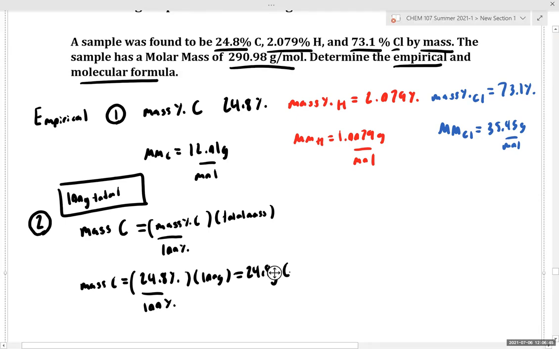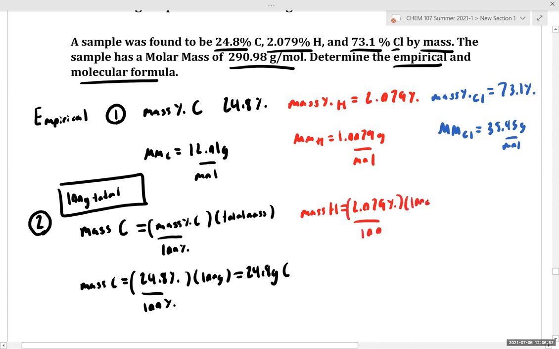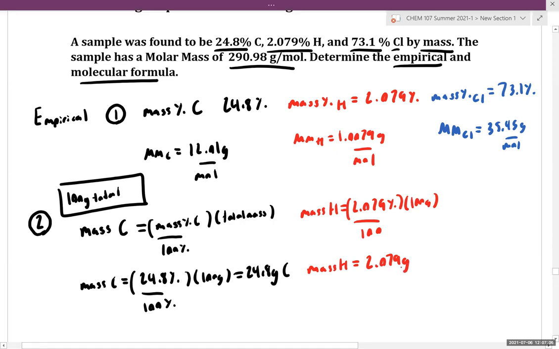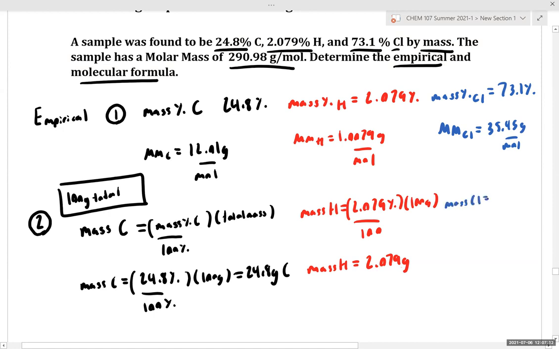We can repeat this calculation for the mass of hydrogen, where we take its mass percentage, which is 2.079% over 100 times 100 grams. That in turn gives us a mass of hydrogen of 2.079 grams. Finally, we can calculate the mass of chlorine, again, by taking the mass percentage over 100 times 100 grams. And that in turn gives us a mass of chlorine of 73.1 grams.